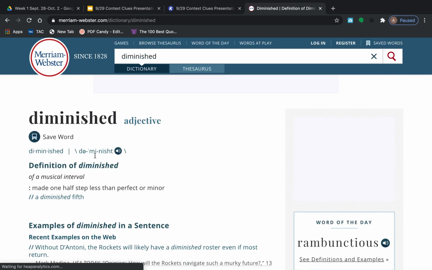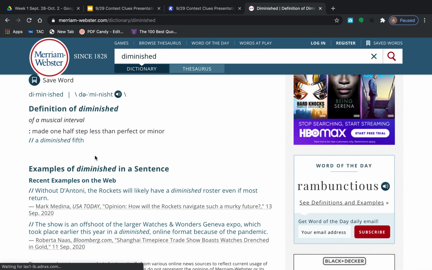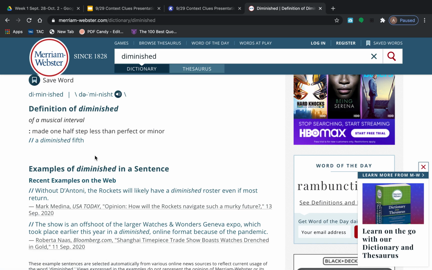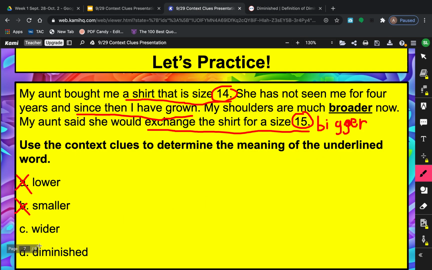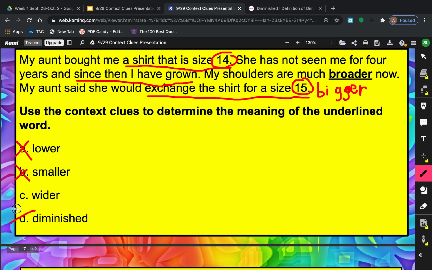Now the definition pulled up and it says of a musical interval, made a half step less than perfect or minor. So I know that it is not referring to this meaning when it uses the word broader in this text. So I'm going to eliminate, just a second, I'm going to cross out answer choice D and I am going to go with answer choice C, wider, because the clues from the text help me determine that the word broader means wider.